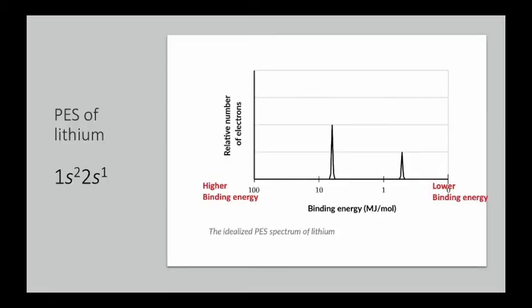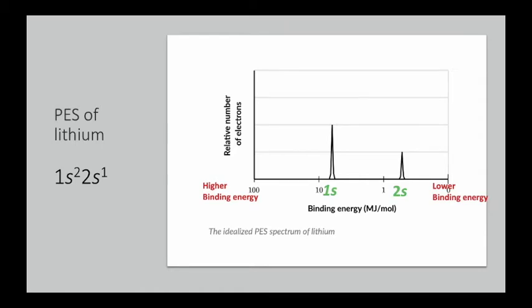Now let's take a look at a couple examples. We're going to start with the spectrum of lithium, which has an electron configuration 1s2, 2s1. As we look at this spectrogram, we can see that we have two peaks. One of them is for the 1s subshell and the other is for the 2s.